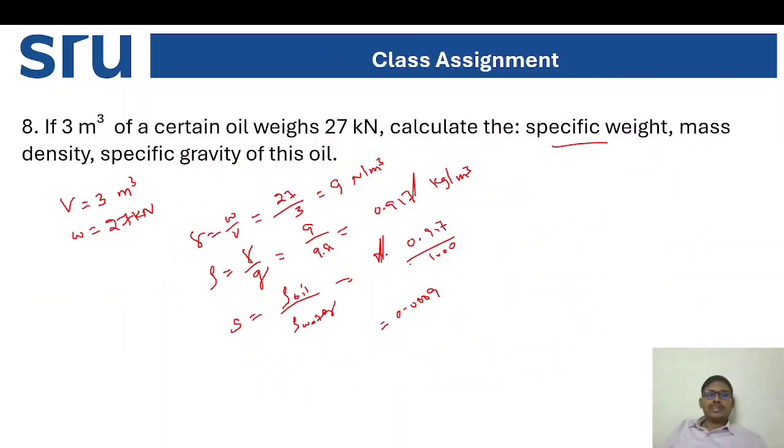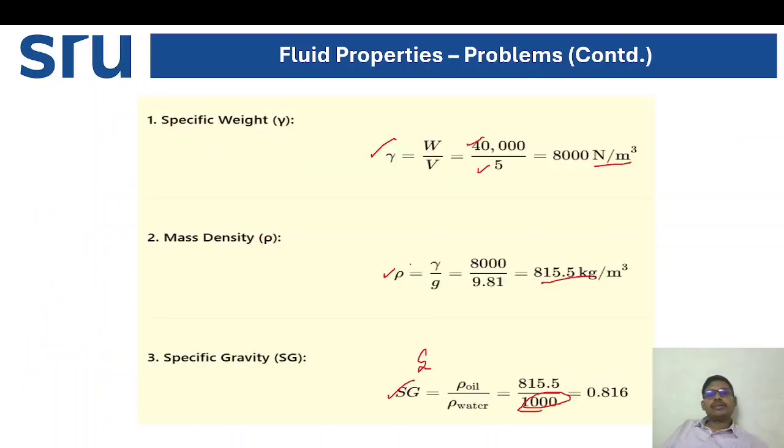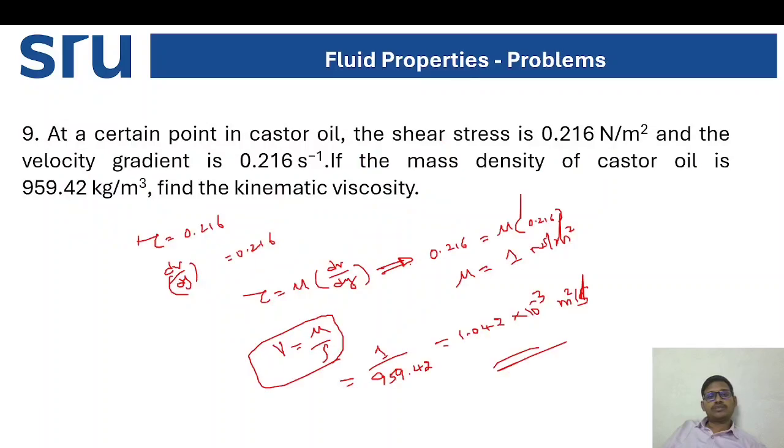Today we have seen, like, if the volume is 5 meter cube, they have given the weight as 40 kilonewtons. As simple as that, gamma is equal to W by V, 40,000 by 5, 8,000. Rho is equal to gamma by g, 8,000 by 9.81. And specific gravity is oil by water. Here also same thing, it is repeated.